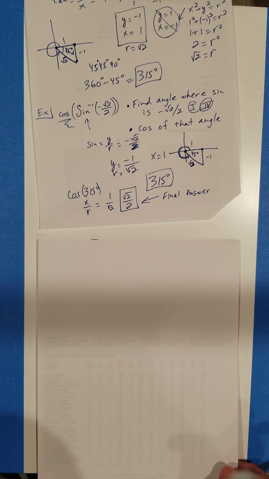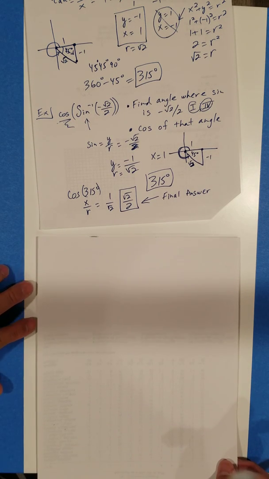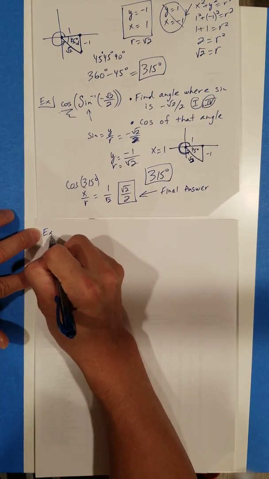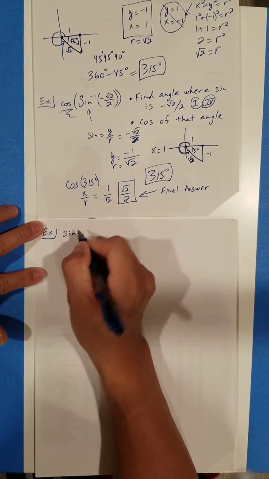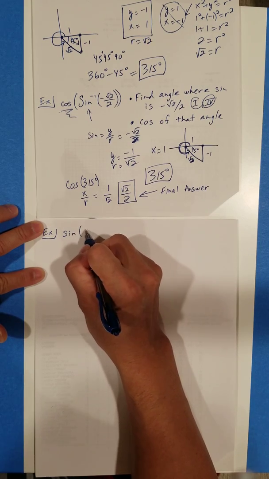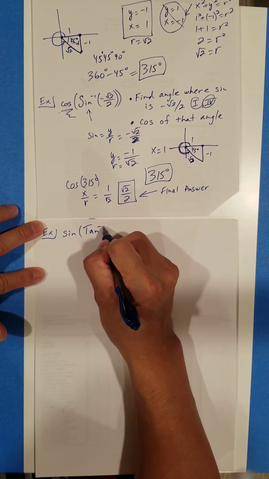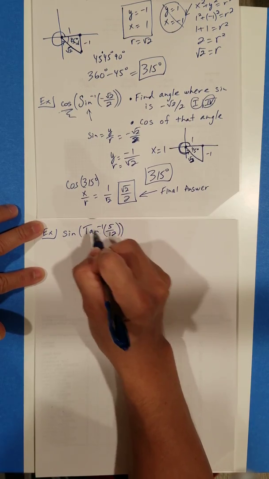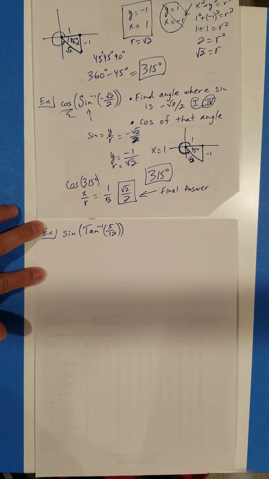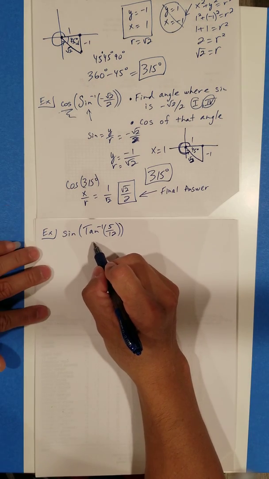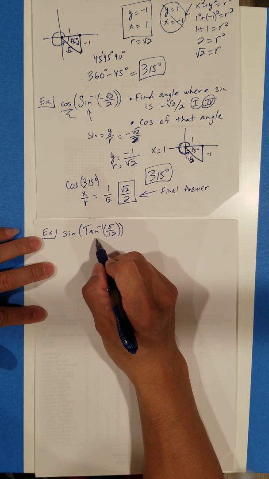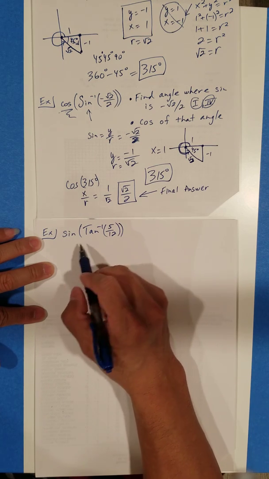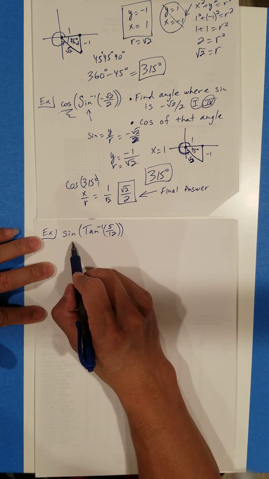Okay. So hopefully you're okay with that. So let's do some more. For example, let's say we want to find sine of arctan principal of 5 over 12. Here they want you to find an angle, right? But in reality, whatever this angle is, they don't really care. They want the sine of that angle.